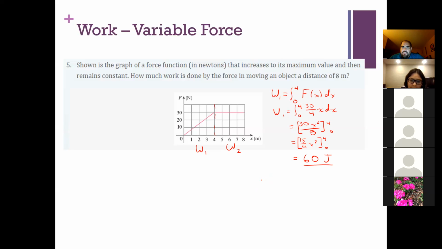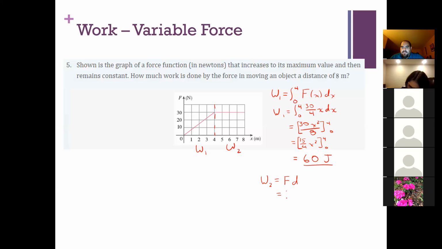But what is true about this force over the interval 4, 8? It's constant. It's a constant force. So how can we find the work there? Just multiply the length times the height. Yep. So since we have a constant force, we can just treat it as a more simple product.